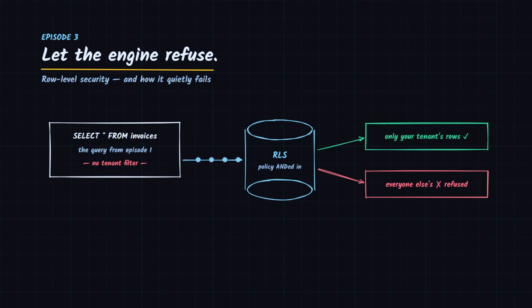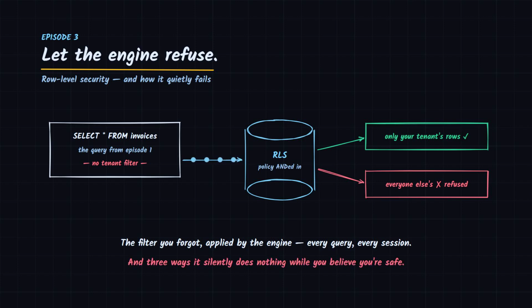And once it is on, the query I showed you in episode 1, the one with no tenant filter, returns exactly the rows it should, and nothing else. This episode is how it works, and more importantly, the 3 ways it silently does nothing while you believe you are protected. This is the whole mechanism.